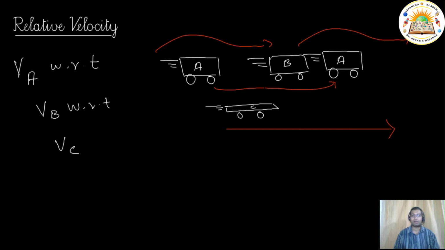That means we are taking a reference point. Among these three vehicles, that is A, B, C, we are taking one of them as a reference, and with respect to them we are telling the others are moving fast or slow.